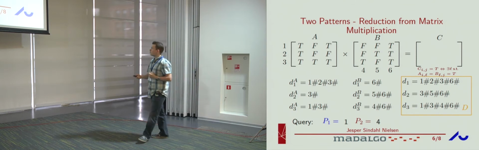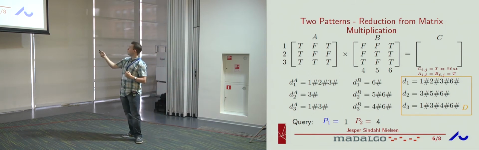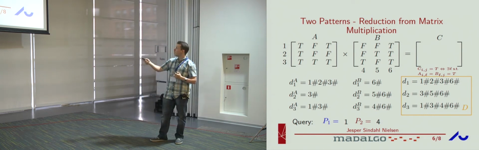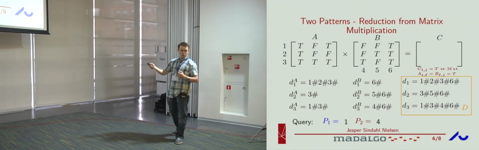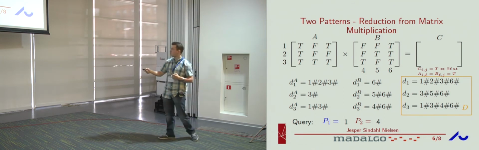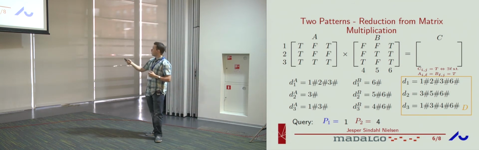Now let's try and do a query. To check what it should say up here: this one is true and that one is true, so this one should be true. So what I want for my output for the query is: is there a document where 1 occurs and 4 occurs? That should be true. Is that the case? It doesn't occur here, it doesn't occur here, but it occurs here. It actually occurs in document three.